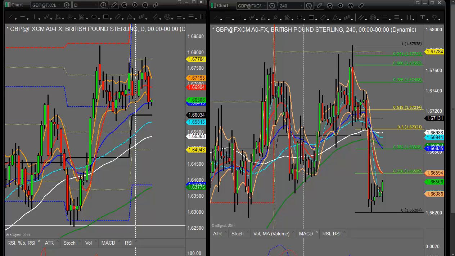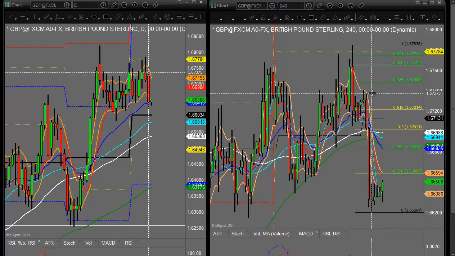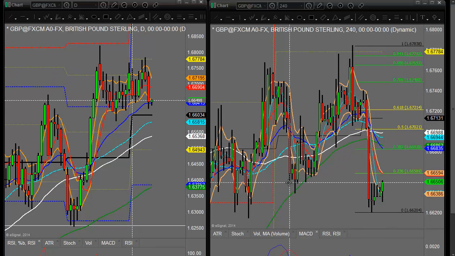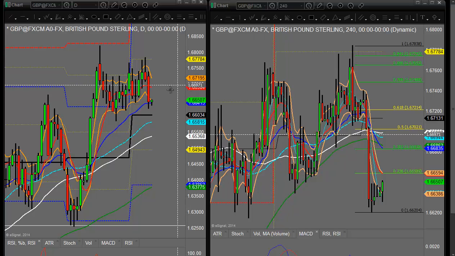Looking at the pound dollar first, we can see that yesterday my previous trend line was running across here. We broke through the trend line, continued to the downside, a huge downside day in the end. We're just finding a bit of support off the daily 21 here.